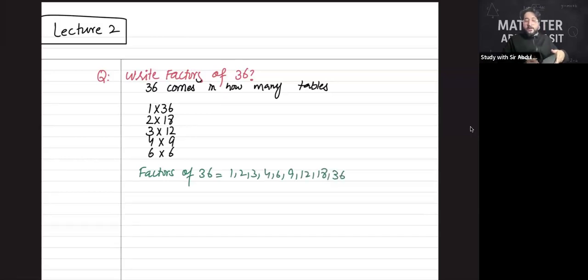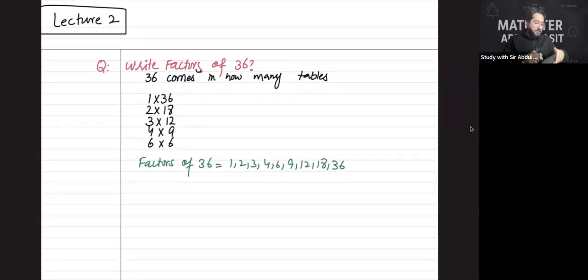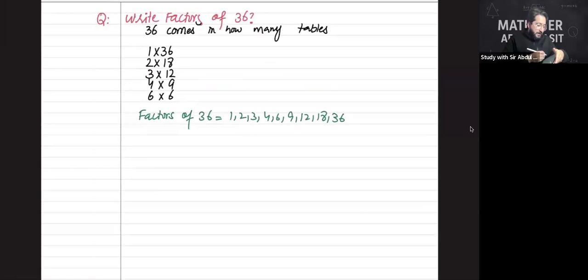Remember one thing: the biggest factor of a number is the number itself. So 36 cannot have a factor greater than 36. Keep that in mind. I'm going to explain that in a minute as well. This is a question that can come in a non-calculator paper for at least 1 mark.